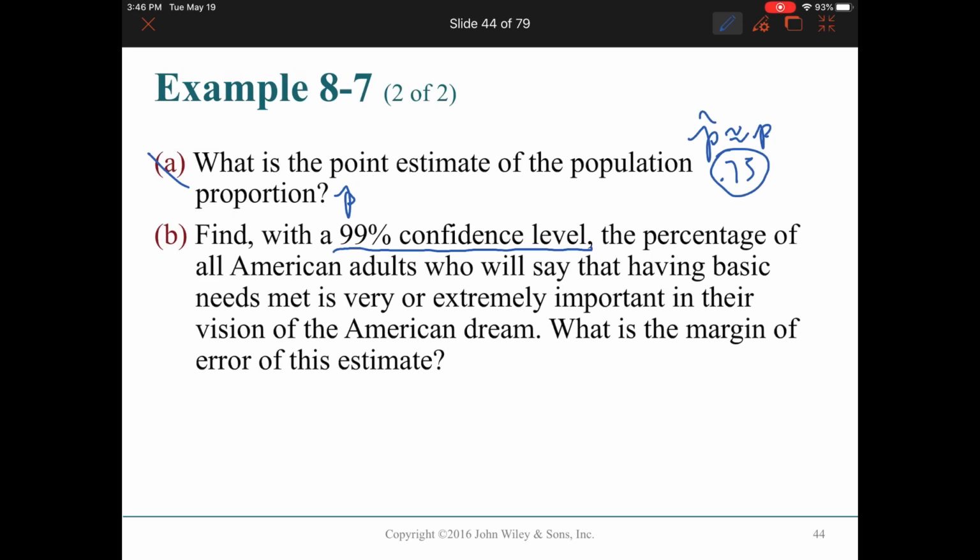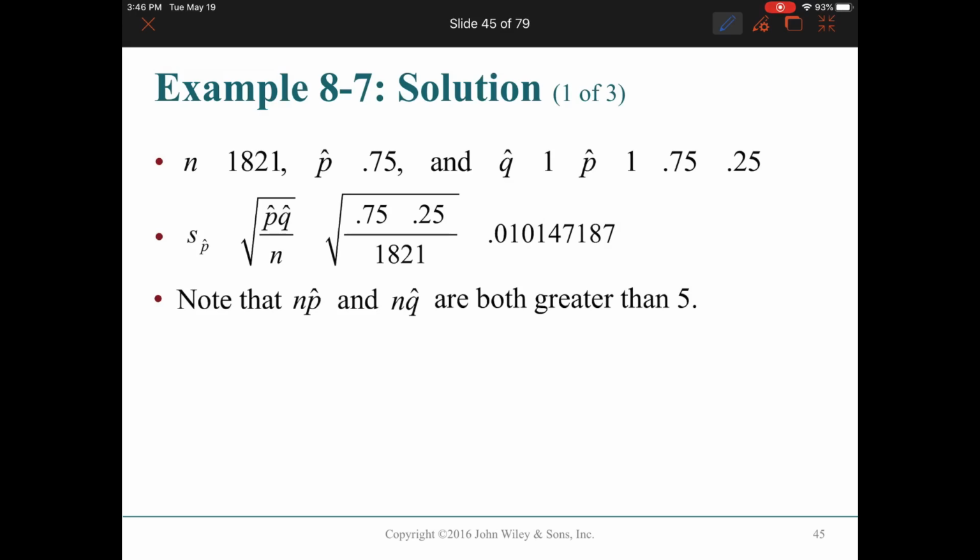The 99% confidence level, the formula we just gave you. Find the percentage of all American adults who say exactly what we just did: having basic needs met is very important, extremely important in their vision of the American dream. Very general platitudes, in my opinion, but let's get more specific with the math. Okay, so getting to the nuts and bolts and filling in some details that they got rid of.